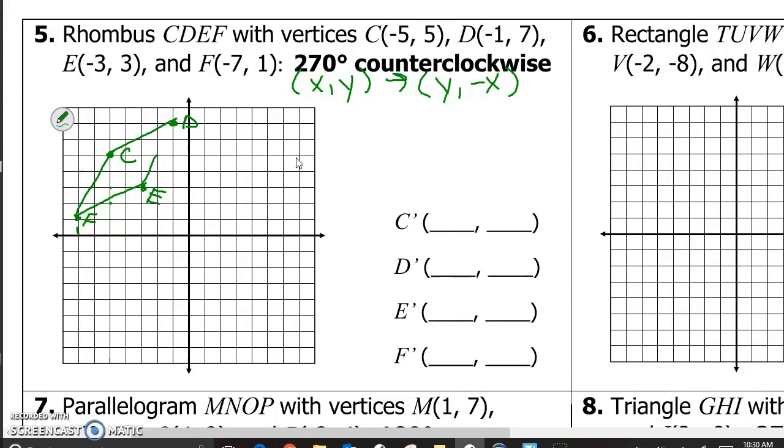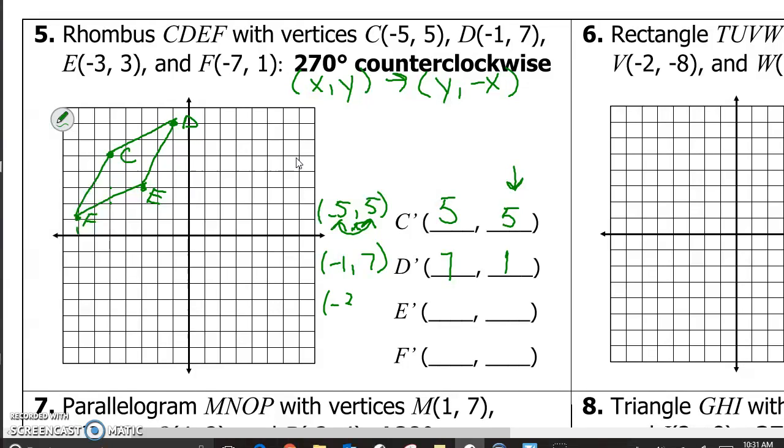Okay. So again, I'm just going to go ahead and write my points. Follow that rule. Switching the x and the y, doing the opposite. So negative 5, 5. I switch the x and the y, so now it's 5, negative 5. But I have to do the opposite of this number here. So it now becomes positive 5. Okay, point D, we've got negative 1, 7. We switch. So 7, negative 1. Again, I got to switch the sign. This now becomes positive 1.